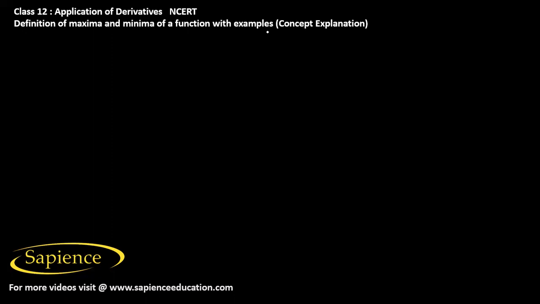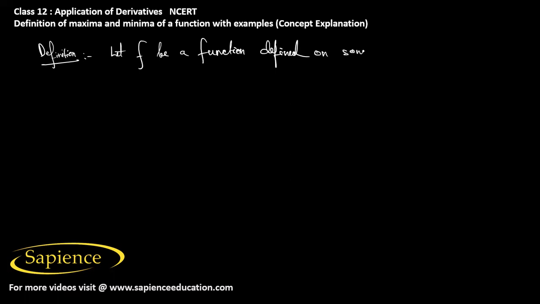So here we need to explain the concept of maxima and minima of a function with some examples. First we need to define it. So the definition is, let f be a function which is defined on some interval, say a to b.